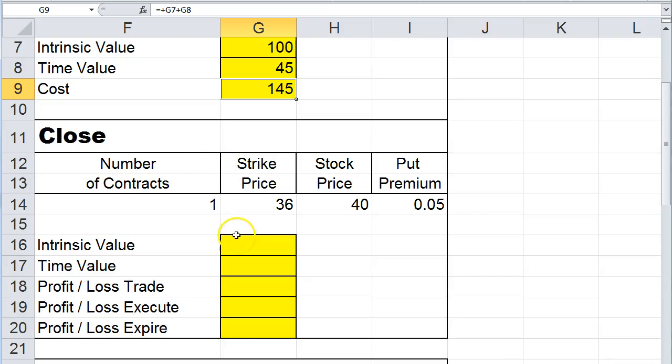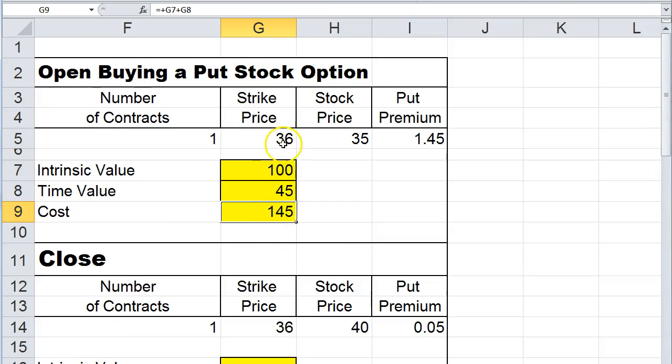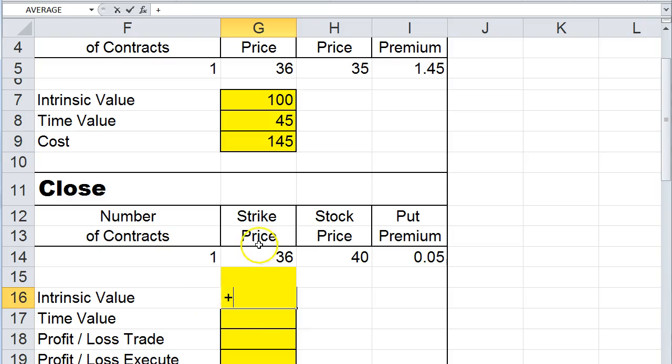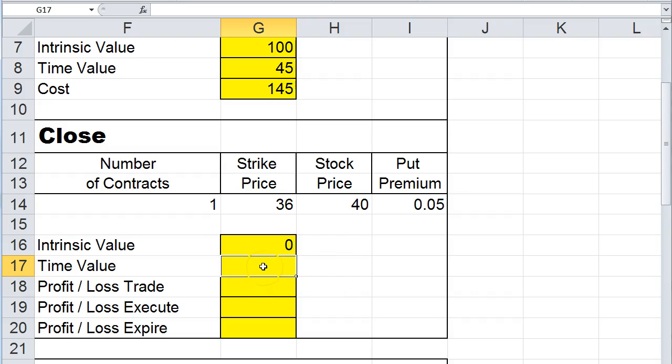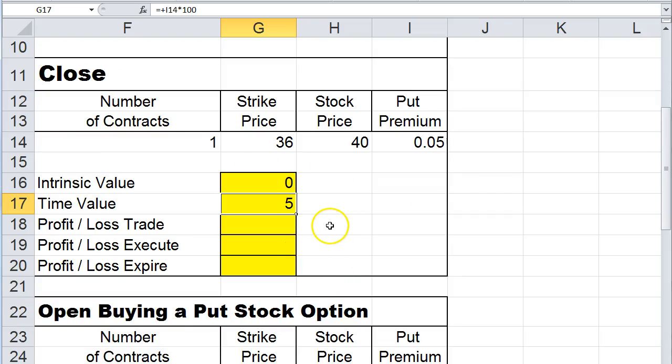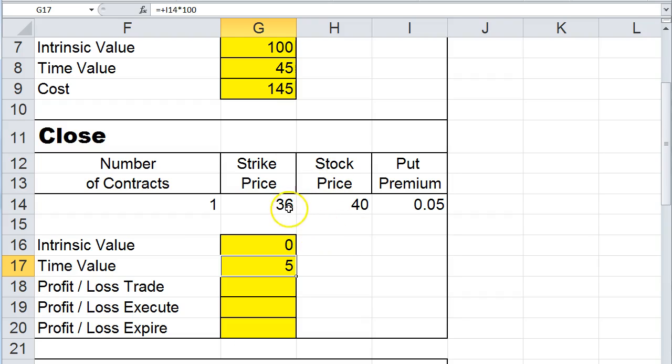Now let's look at the close. Now if we close the contract again, we see that the stock price has gone up. So when we go here, strike price minus stock price, we get a negative. So we have to actually put in a 0 because intrinsic value is 0. So time value is going to be put premium minus intrinsic value. So quite simply, it's $5 is the time value. So put premium times 100 shares is $5, and since there's no intrinsic value, the time value is $5, which makes sense because this is what we'd call out of the money. Because if you have the right to sell it short at 36, buying it back at 40 would be a loss.